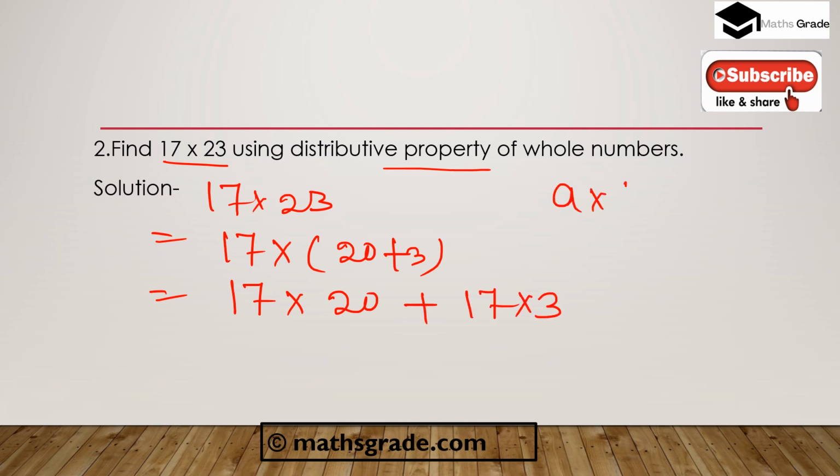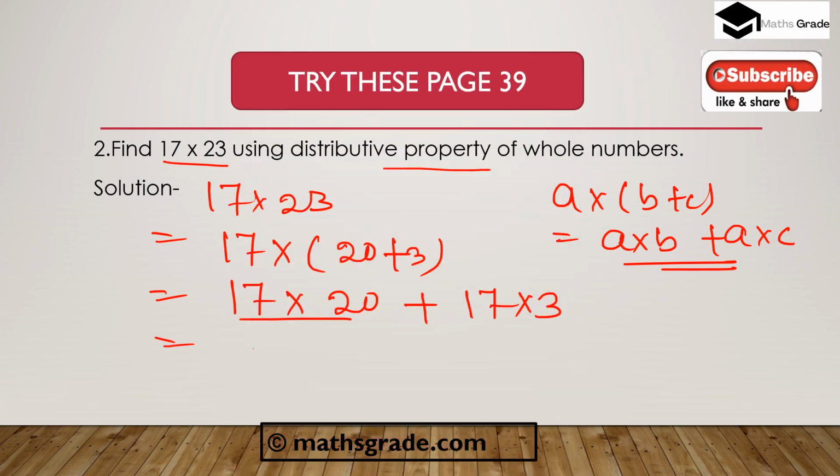That is A multiplied with B plus C, which is equal to A multiplied with B plus A multiplied with C. This is the distributive property of multiplication of whole numbers over addition. Now 17 multiplied with 20 is, 17 multiplied by 2 is 34. Now it is 340 plus 17 times 3 is 51. Now 340 plus 51 is 391. Now 17 multiplied with 23 is 391, and this is the answer.